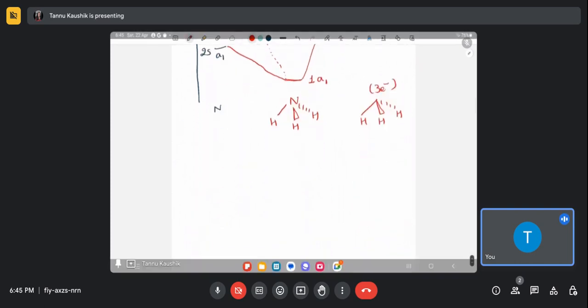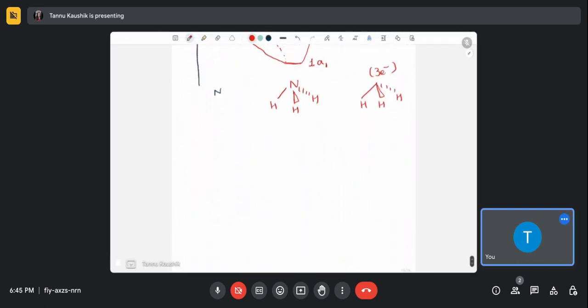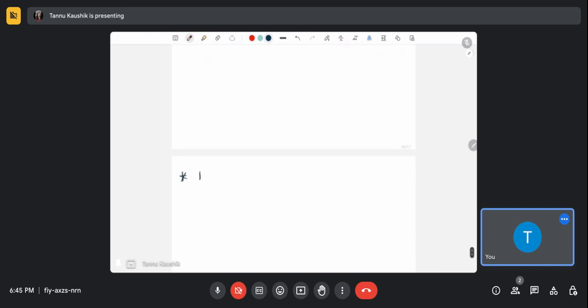If we take a similar example of BF3, the first step will be to find out the point group. So here we have D3h point group.